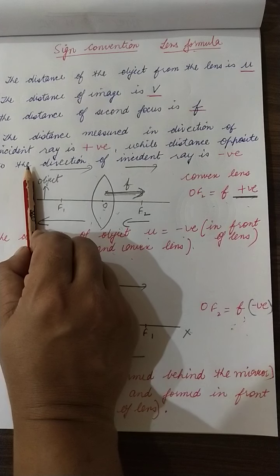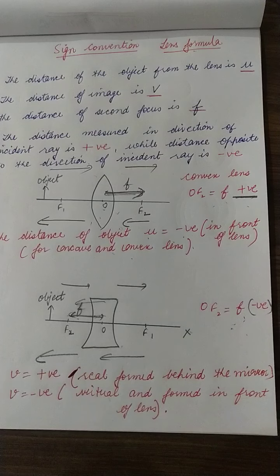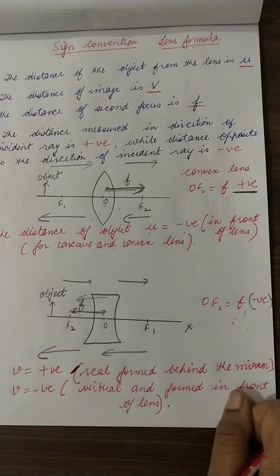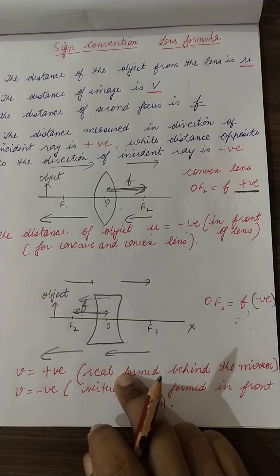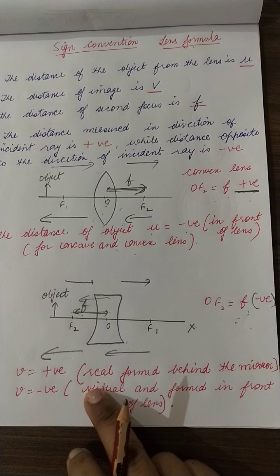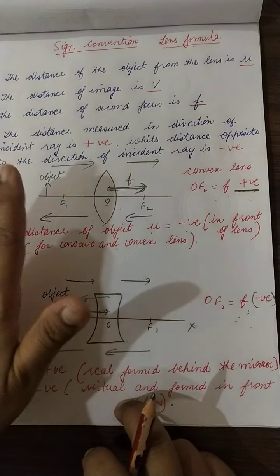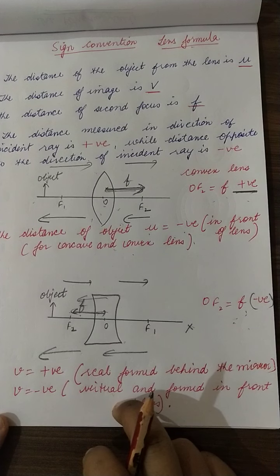Whenever the object is in front of the lens, its value is always negative, whether it is a concave lens or a convex lens. Now third, v is positive. When is v positive? When the image is real and behind the lens, right? Now v is negative when the image is virtual and it is formed in front of the lens. So it is negative. Clear?